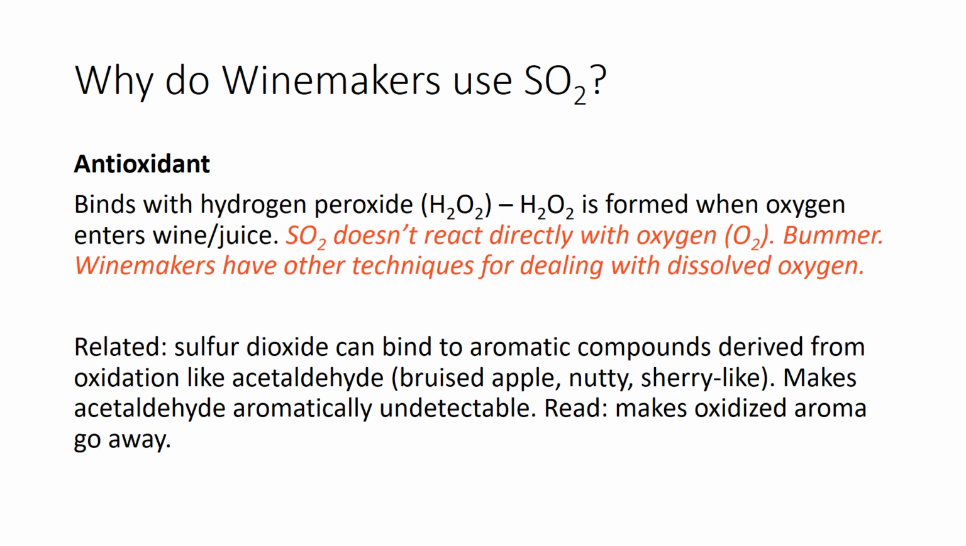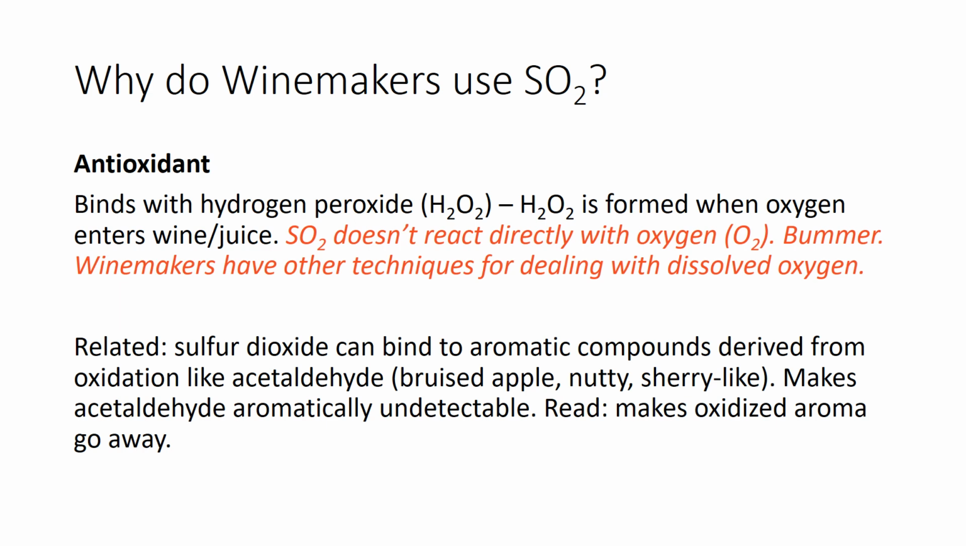Sulfur dioxide is also an antioxidant. It binds with hydrogen peroxide, or H2O2. And hydrogen peroxide is formed when oxygen enters a juice or a wine. So when we have air contact of juice and wine, the oxygen goes into it and then it forms hydrogen peroxide.